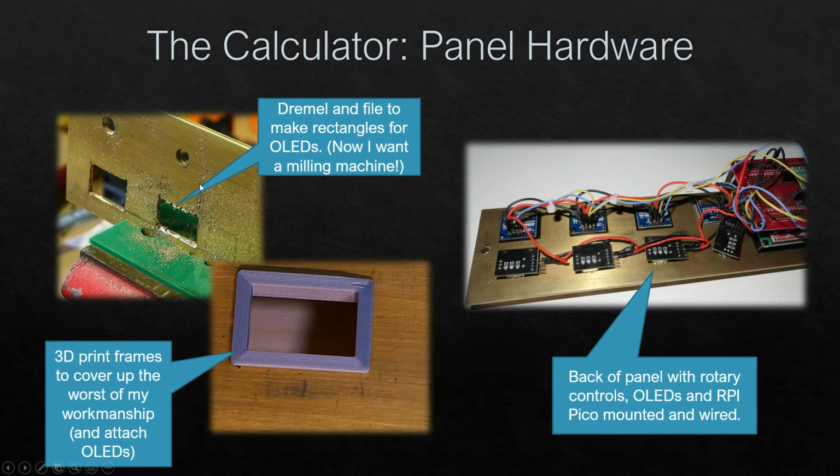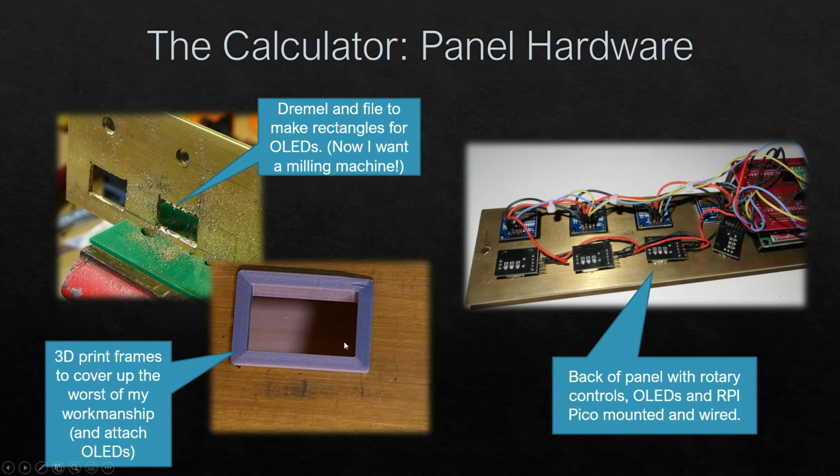For the panel hardware, like I said, I used a brass panel for that. It's probably a bit thicker than I really needed, but this was a challenge because I had to work out how to cut the rectangular holes for mounting the OLEDs. For this, I was just using a Dremel and a file for getting these cutouts done. So you can see here where I overshot some of the sides and things.